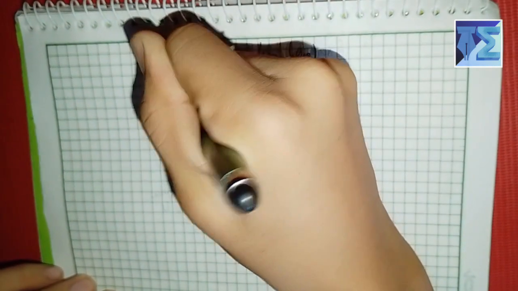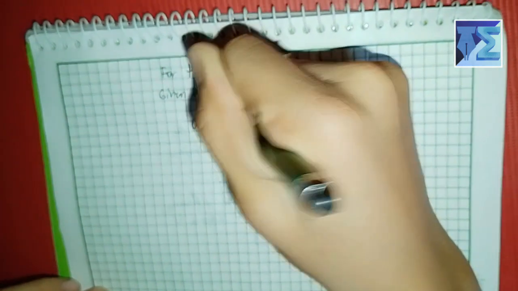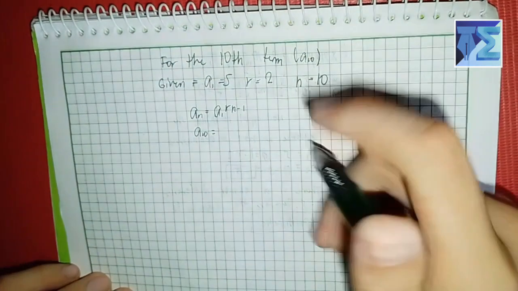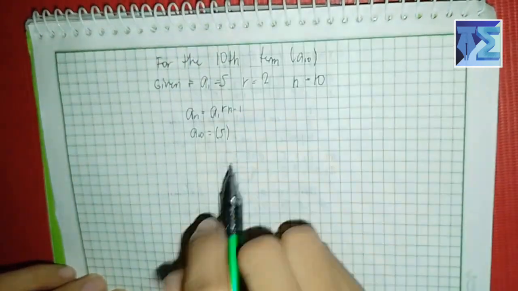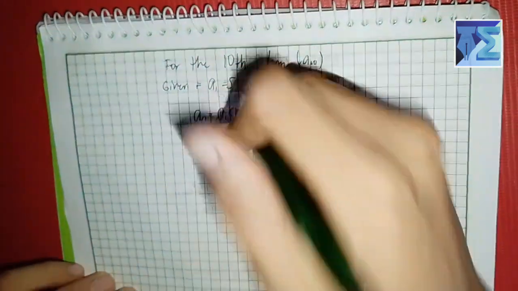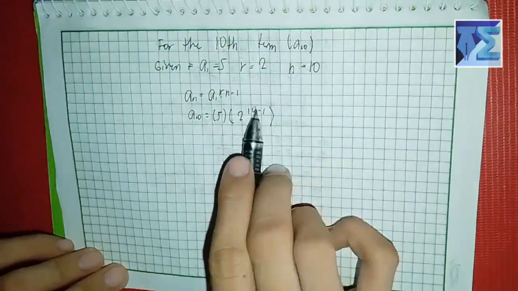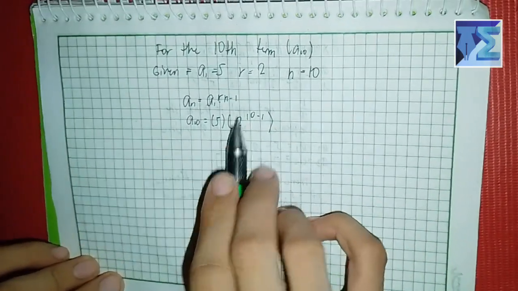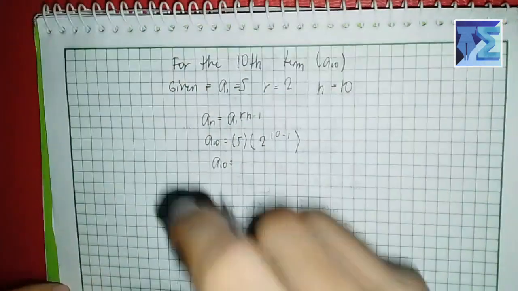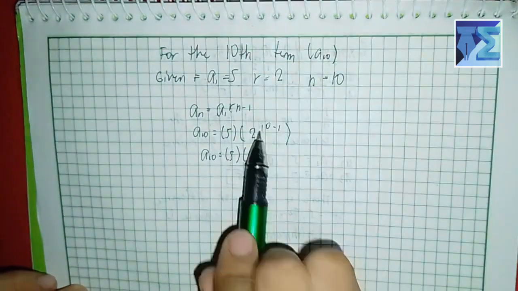So same formula, a sub n is equal to a sub 1 times r to the n minus 1. So a sub n is a sub 10, and a sub 1 is 5. So the ratio is 2 and n is 10 minus 1. So bring down a sub 10, bring down 5 and the 2, and 10 minus 1 is 9.